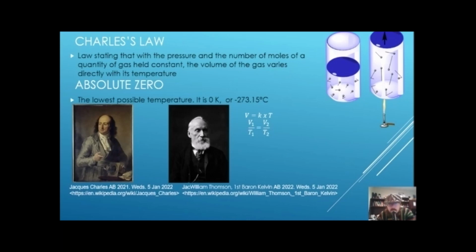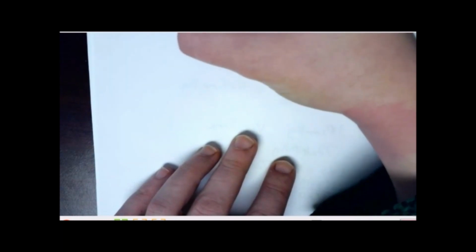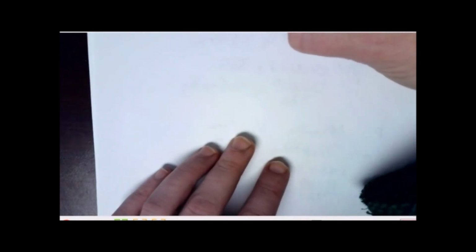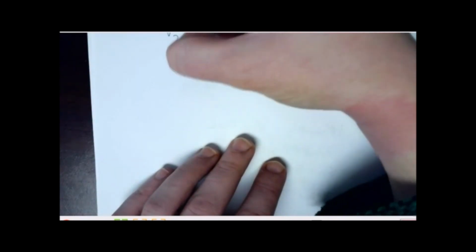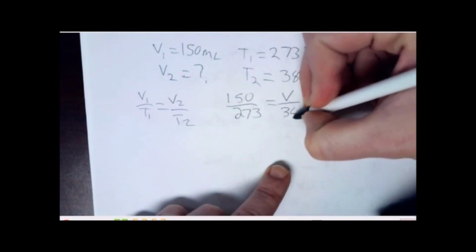We'll show a couple examples of math done with Charles' law in just a second. Let's look at some Charles' law problems. How would the volume and temperature relate? If the volume of situation 1 is 150 milliliters when the temperature is 273 Kelvin, what would be the volume of situation 2 if the temperature has increased to 380 Kelvin? I'm going to leave this in Kelvin to make our lives a little bit easier. Our equation is V1 over T1 is V2 over T2. So 150 over 273 equals V over 380.